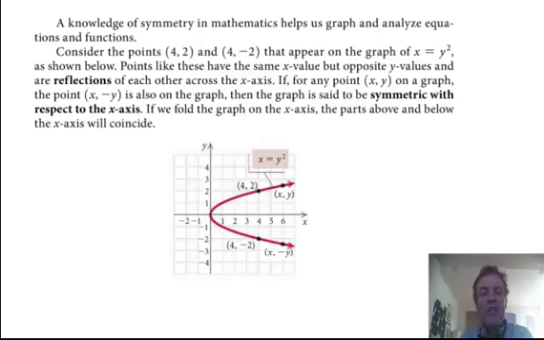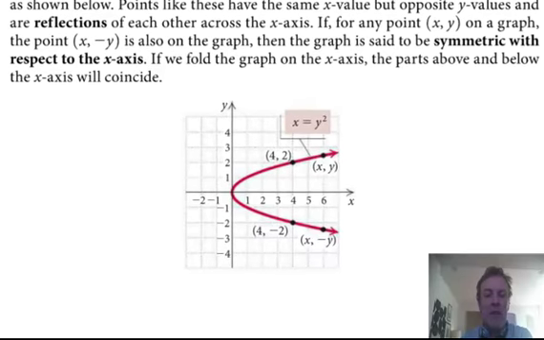Right, we're going to take a look at symmetry. Now, take a look at this graph here. Can you see it's reflected over the x-axis? It is symmetrical around the x-axis. So this graph is said to be, it says it right here, symmetric with respect to the x-axis, okay?